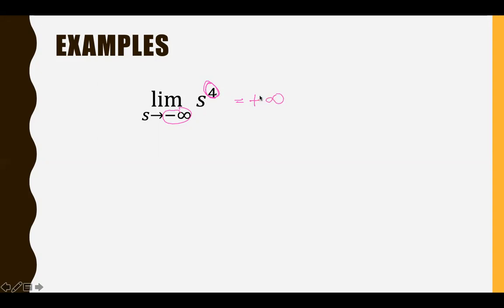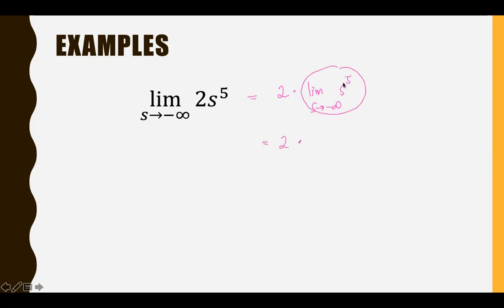Now, afterwards, let's have another example, which is this: the limit of 2s to the power of 5 as s approaches negative infinity. If we solve this, we can apply some concepts. It will be 2 times the limit of s to the power of 5 as s approaches negative infinity. So 2 is a constant, so 2 times. If you simplify this, it's negative infinity. So the answer here is negative infinity.